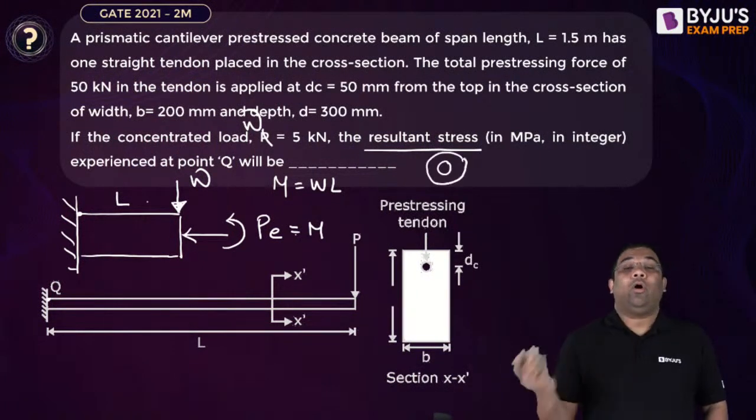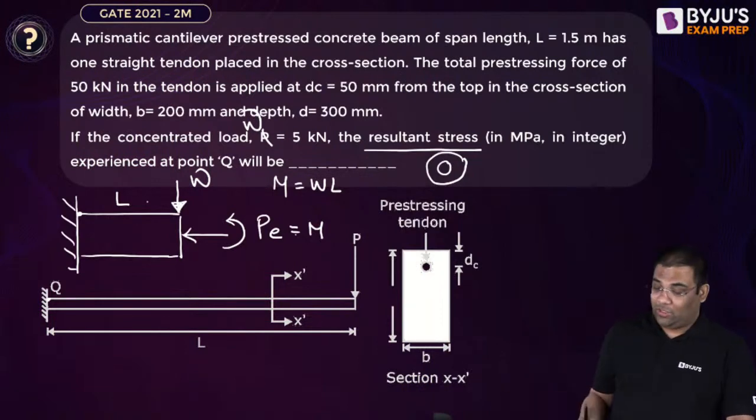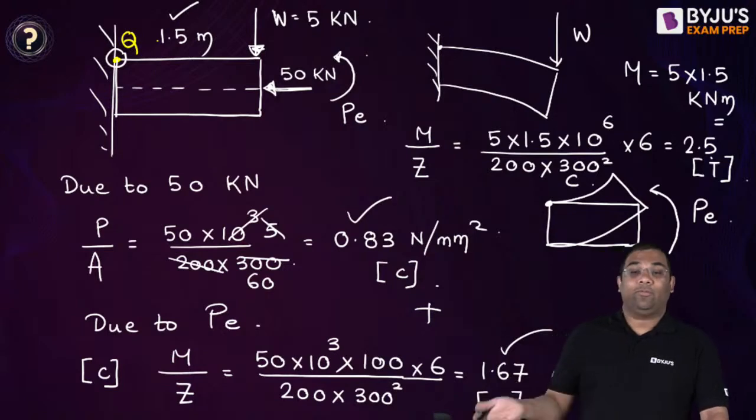So it's not always zero. In this question, it is coming zero. It doesn't mean it will always come zero. In this question, it is zero. And this is the way we solve questions.